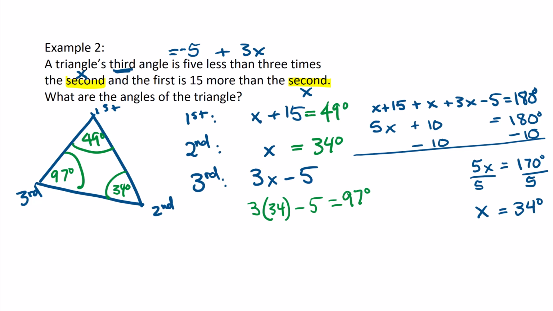Now I can double check that these sum to 180. 9 plus 4 is 13, plus 7 is 20, carry the 2, 4 plus 2 is 6, 7, 8, 9, plus 9 is 18. So this does indeed add to 180, so we've checked our work and we're good to go.